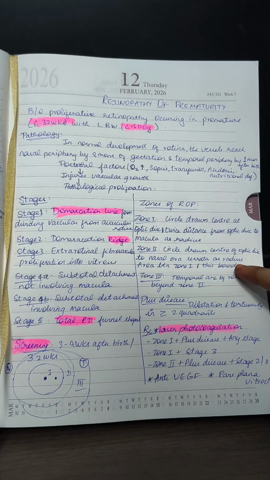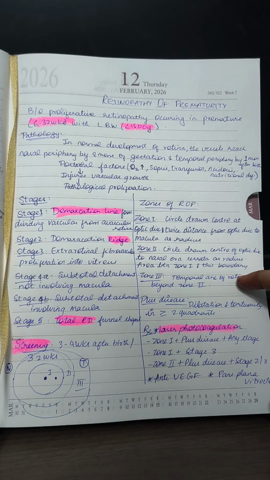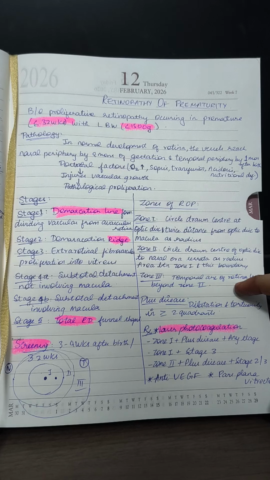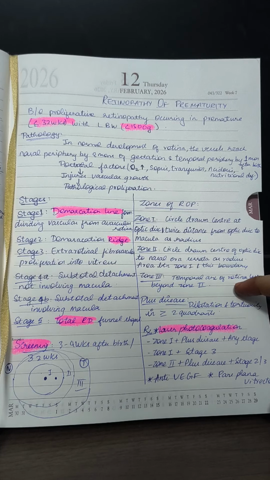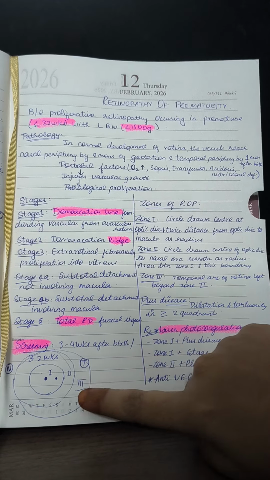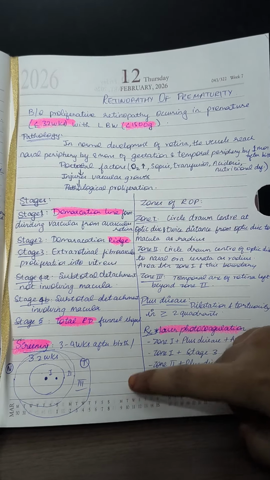Zones of retinopathy of prematurity, we have 3 zones. Here the center is kept as the optic disc, and zone 1 is a circle drawn with the center of the optic disc and twice the distance from the optic disc to the macula as the radius. This is zone 1. Zone 2, circle drawn from the center of the optic disc to the nasal ora serrata as the radius. So the distance between zone 1 and this zone is called zone 2. Zone 3 is the temporal crescent of the retina beyond zone 2.